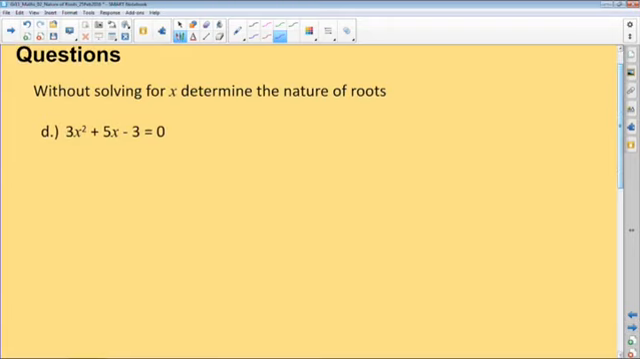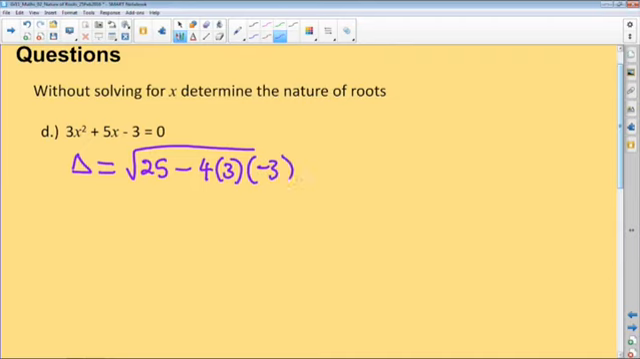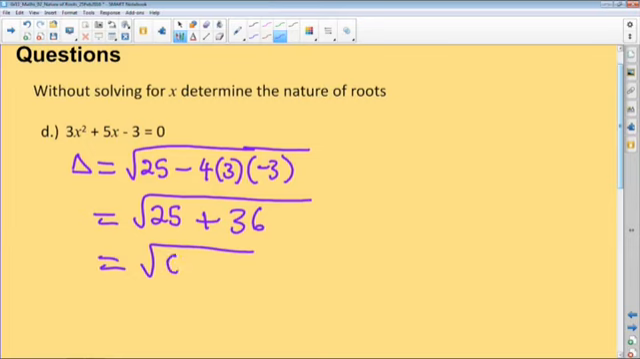Now we move on to the next problem. We're still answering the same question. We're not solving for x, but we want to tell the nature of these roots. So your discriminant here will be b squared, that's 25, minus 4, your a is 3, and then c is minus 3. So you get the square root of 25 plus, negative times negative, that's 9 times 4, you have 36, which gives us root 61. Now the discriminant is positive, so you get real roots.